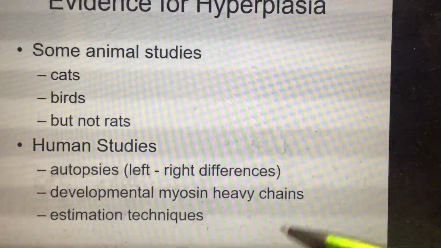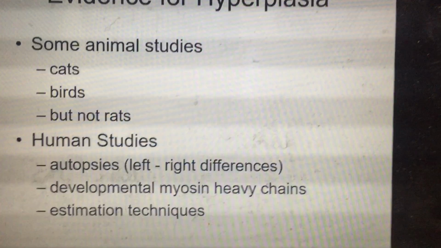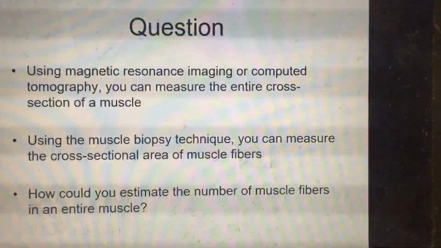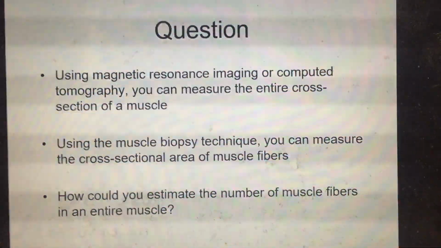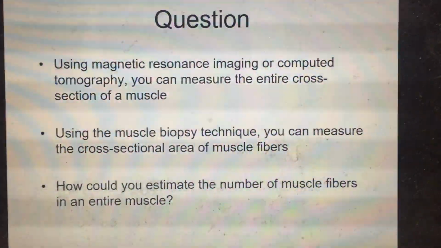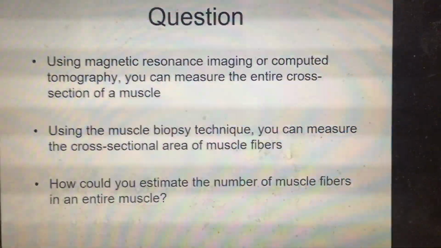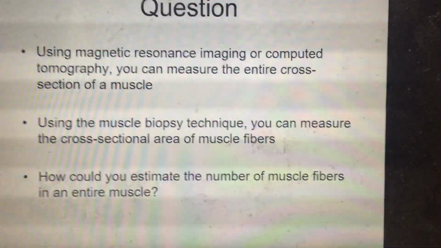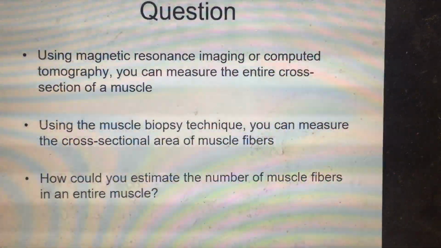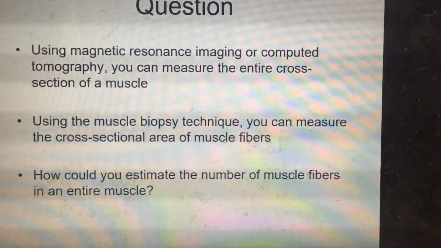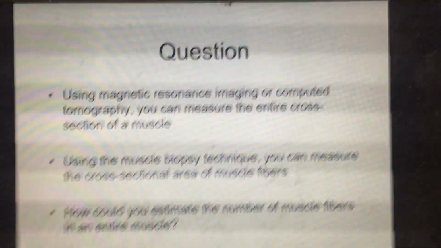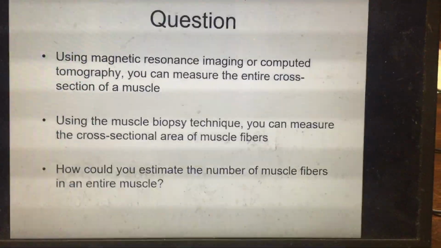And then they have estimation techniques to estimate muscle fiber number in live humans. And I've got an explanation of this technique built into these questions. So using magnetic resonance imaging or computed tomography, you can measure the entire cross-sectional area of a muscle. And then using muscle biopsies, you can measure the cross-sectional area of individual muscle fibers. And the question here is, how can you estimate the number of muscle fibers in an entire muscle? I'm going to go to the whiteboard quickly to explain how this might be done.